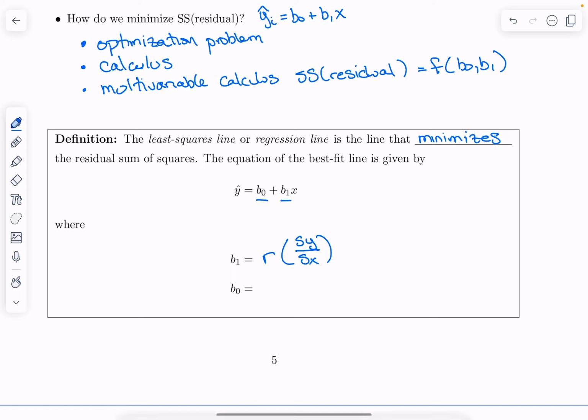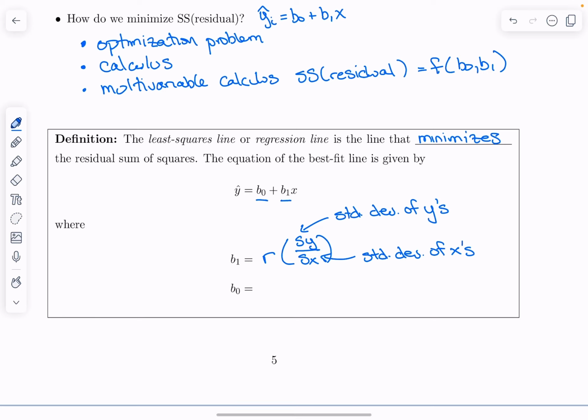So this is the standard deviation of y's, and this is the standard deviation of x's.